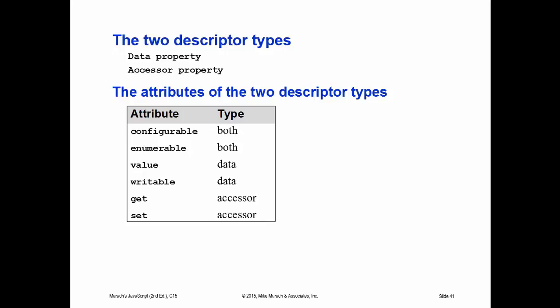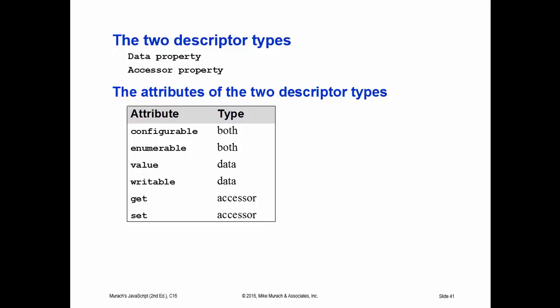Value, which is the value of a property, the default is undefined. Writable, which shows whether or not the property's value can be assigned or changed, with a default of false. Get, the function that allows the property's value to be read, the default value is undefined. And set, the function that allows the property's value to be written, and again, the default is undefined.